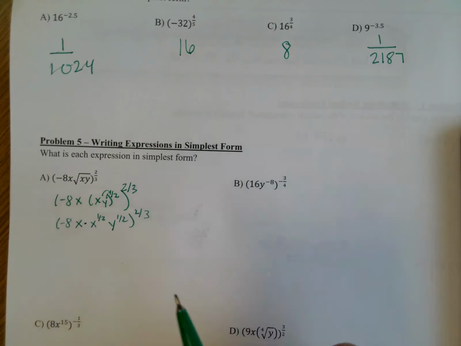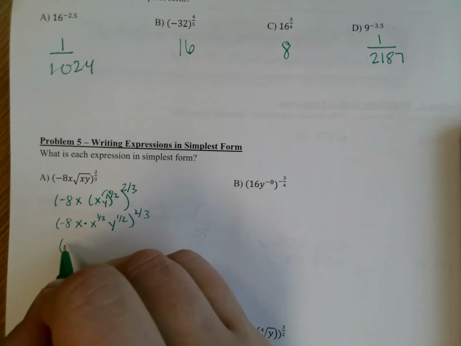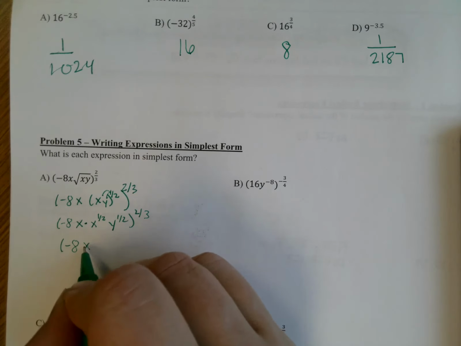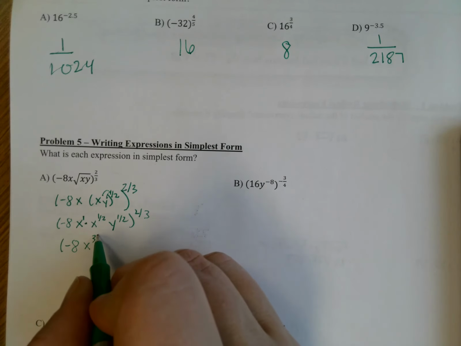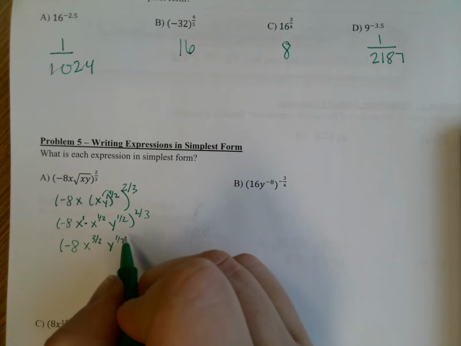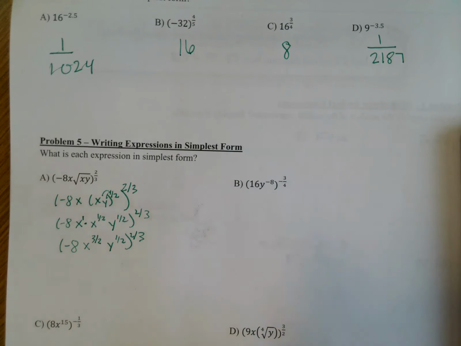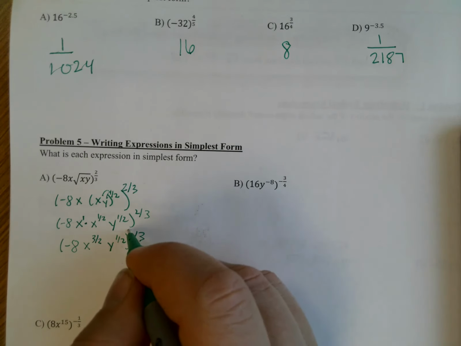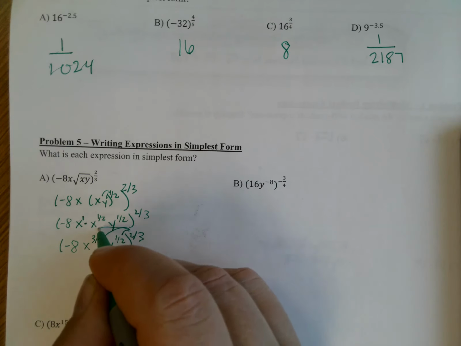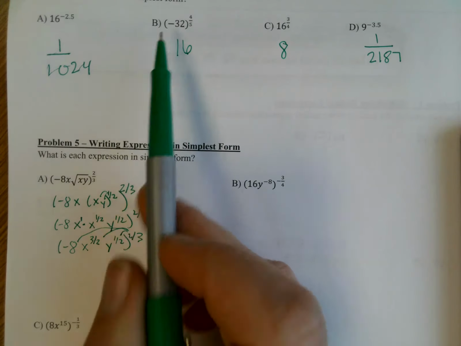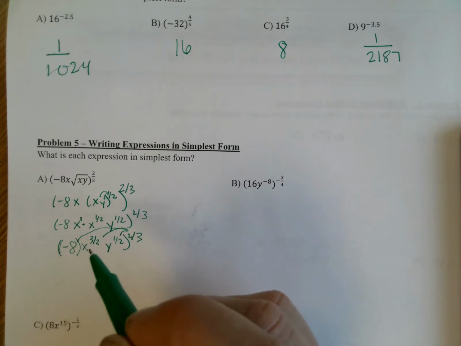Now, because I'm multiplying, I can combine those two x's. So I have negative 8. This would be like 1 plus 1/2, which is 3/2, y to the 1/2. And I still have that 2/3 here. Now I can give that don't be greedy to everything on the inside. Just like this one up here, you want to make sure to put this in parentheses.